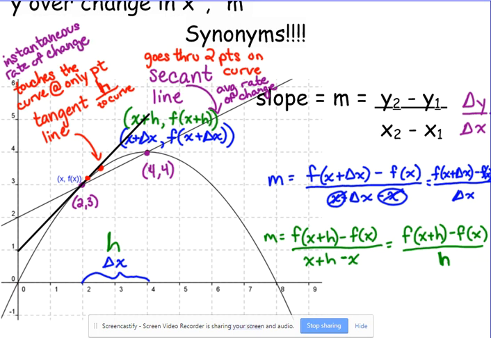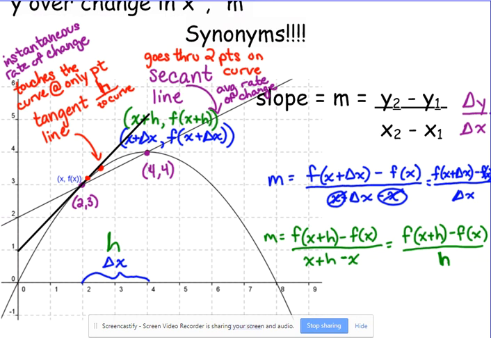Because it's the slope at one point. It's not the slope through two points. It's the slope at that one point on the curve. Okay, kind of a weird concept, so this is all we're going to cover right now. We're not going to get into actually doing anything with the formula until next week.